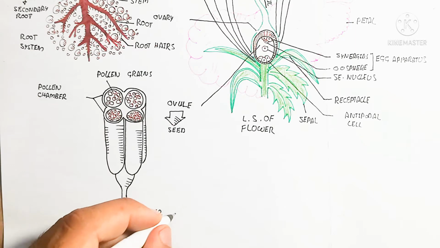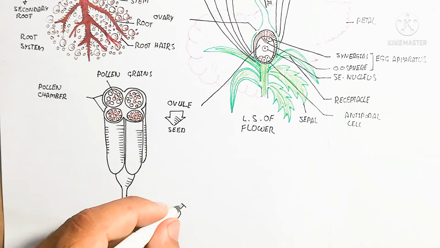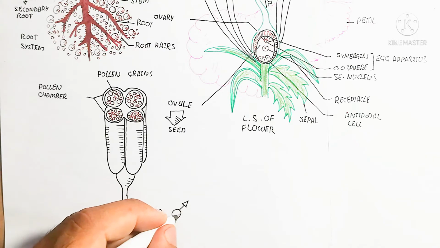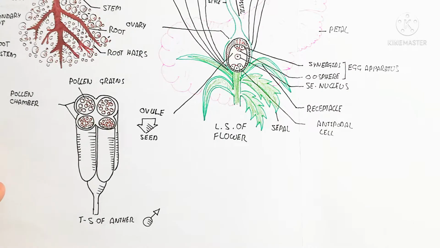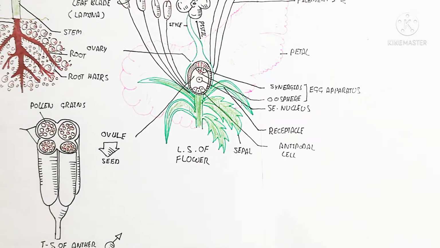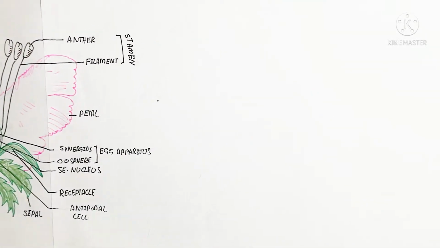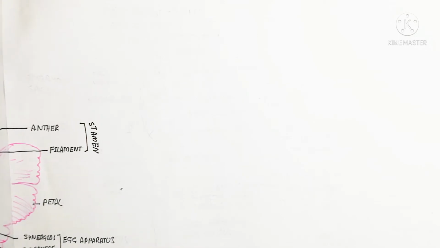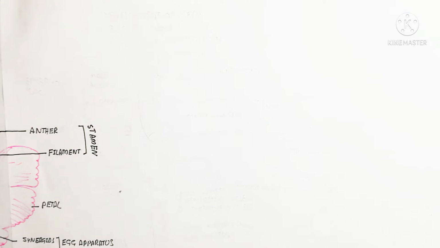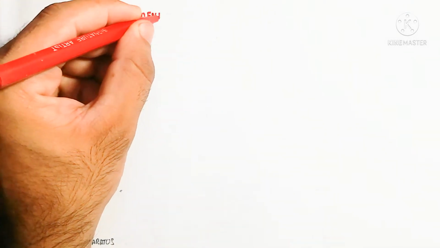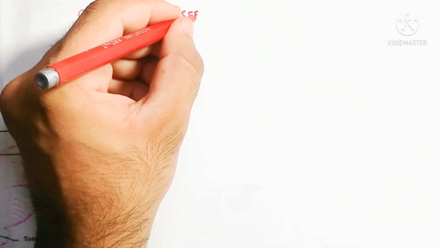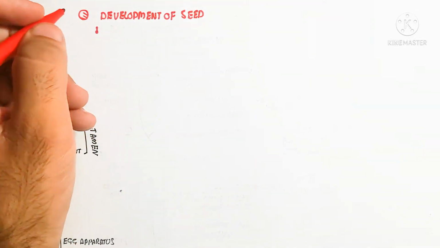So here is the male reproductive organ, which is known as the stamen. The cross section of the stamen shows the pollen grains and the pollen chamber. So this is the transverse section of the male part of the plant. The pollen grain will attach to the stigma and a pollen tube develops, and this development of the pollen tube ultimately leads to fertilization. This type of fertilization in angiosperms is known as double fertilization.